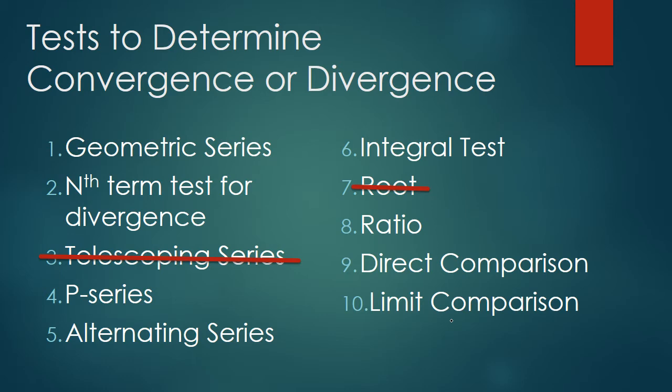But the tests that they actually test on the AP test are geometric, nth term, p-series, alternating, integral test, ratio, and then direct and limit comparison. So each day of chapter 9, from 9.1 to 9.6, we're going to be looking at 2 of these tests. So 4 more days. Today's day 1. We're going to look at the geometric series and the nth term test for divergence next.